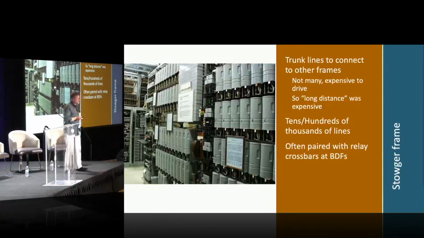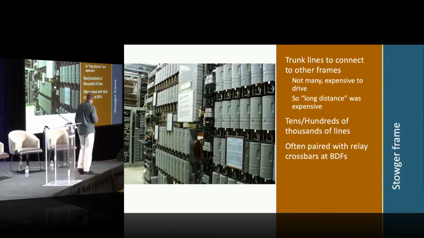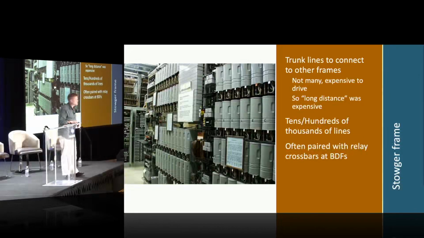This is a larger Stroger frame, and you can see in the very back there, it looks like there are some circuit conditioners sitting on the back wall, and there might be some crossbar fabrics up there. What we would normally do in the old telco days is we would run the main frame off Strogers, and we would run the building frames off of mechanical crossbar switches. So you would have a BDF and you'd have trunks between them.